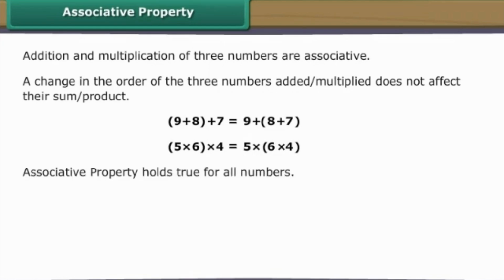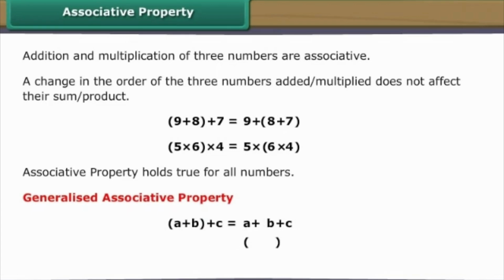Associative property holds true for all numbers. We can therefore generalize it with variables as (a plus b) plus c is equal to a plus (b plus c). (a into b) into c is equal to a into (b into c).